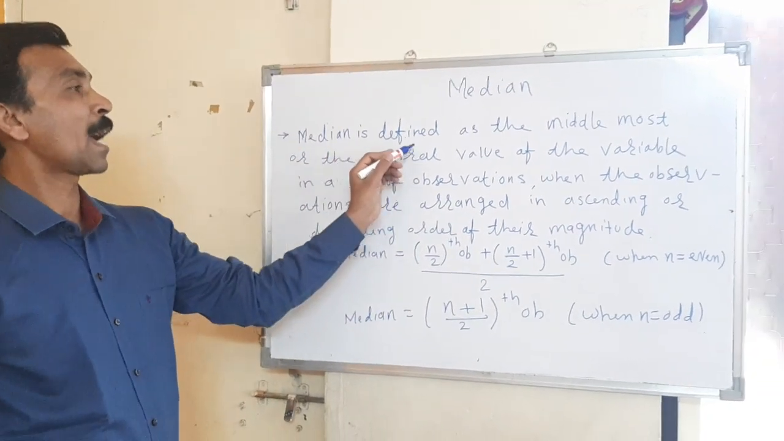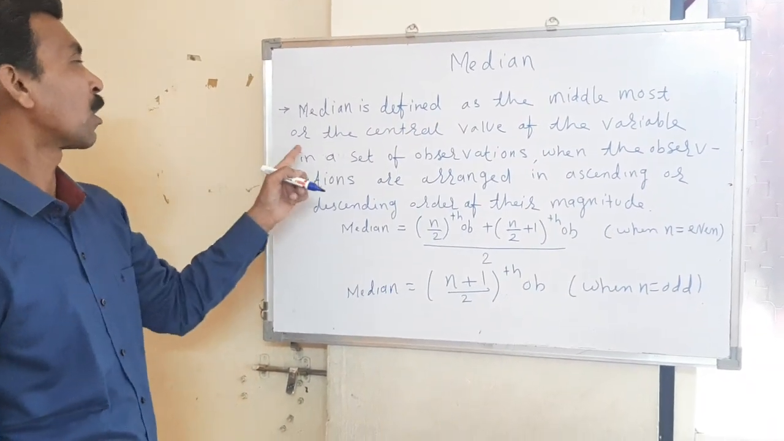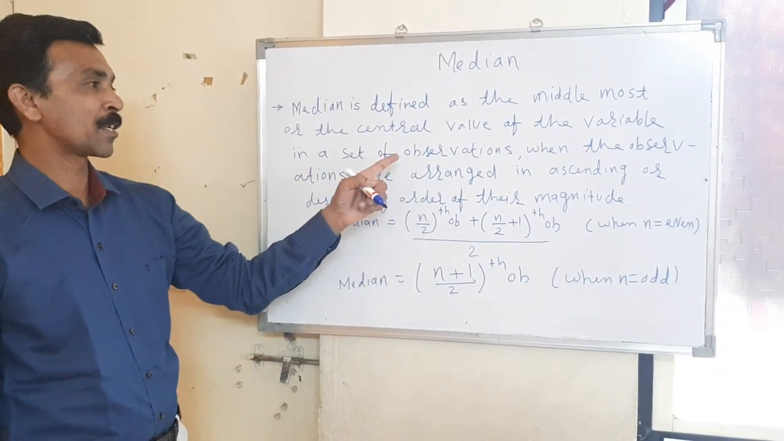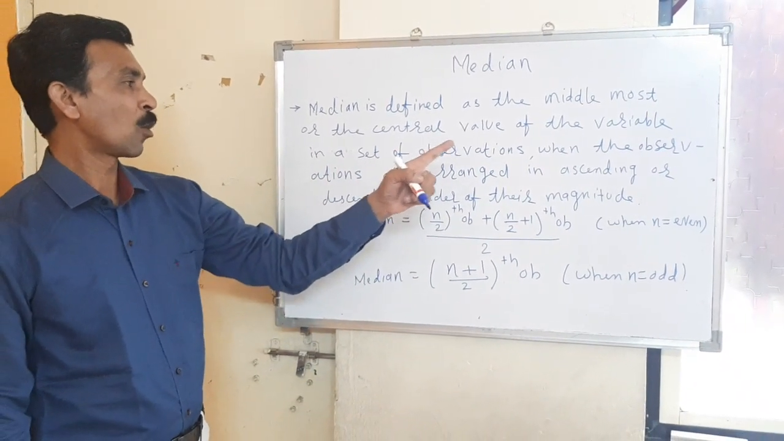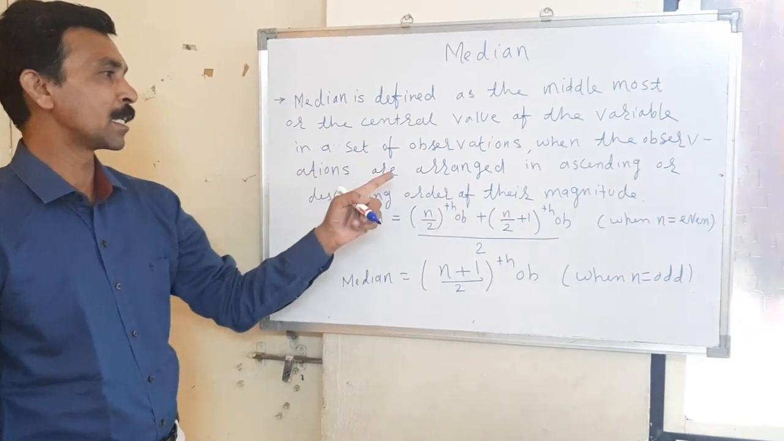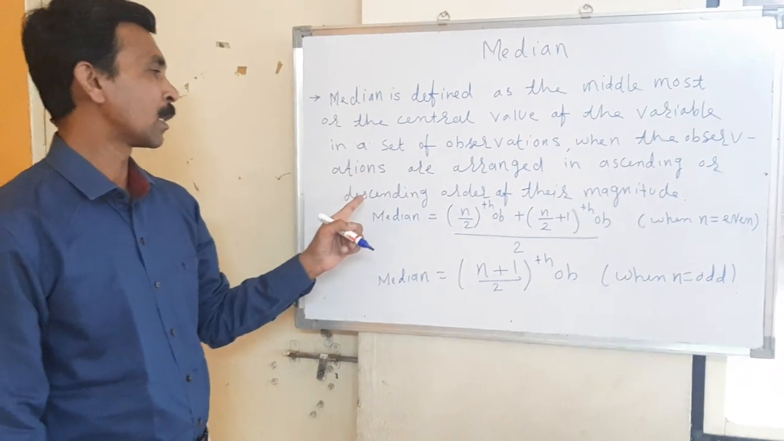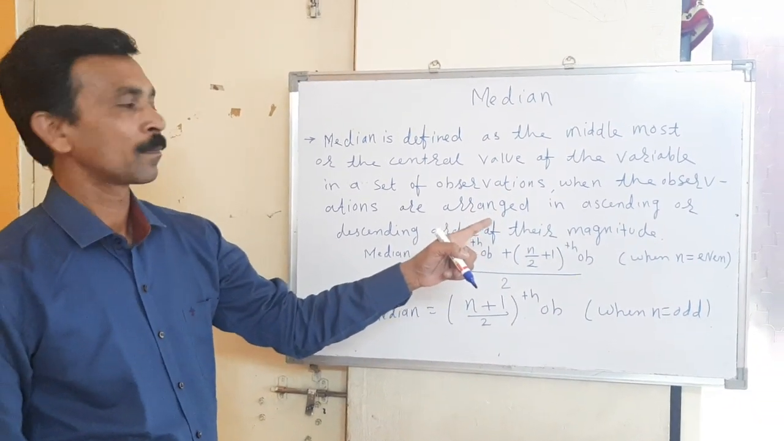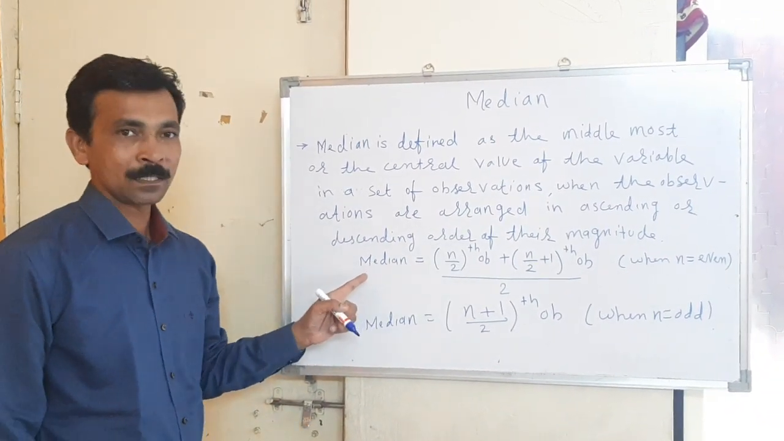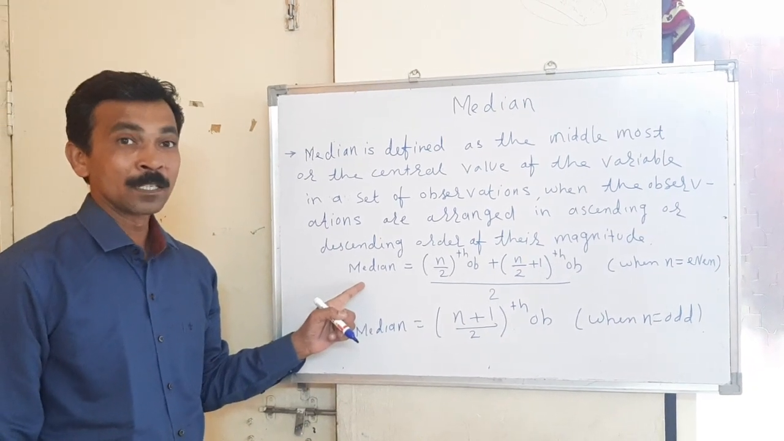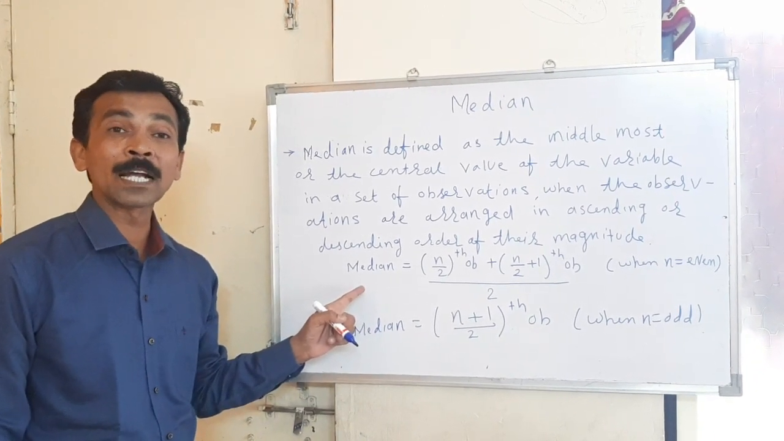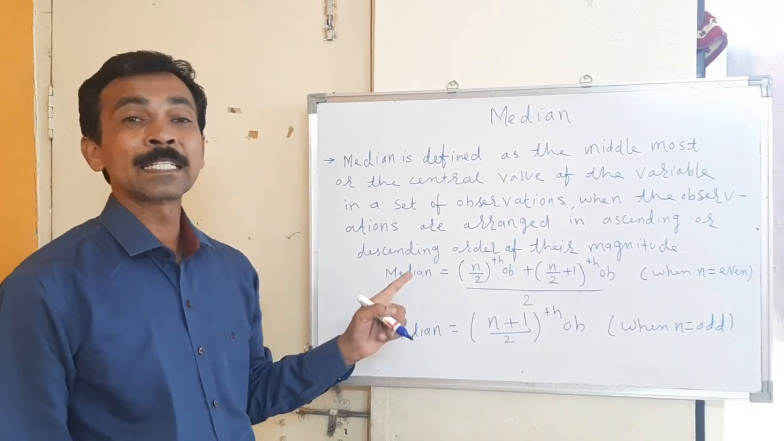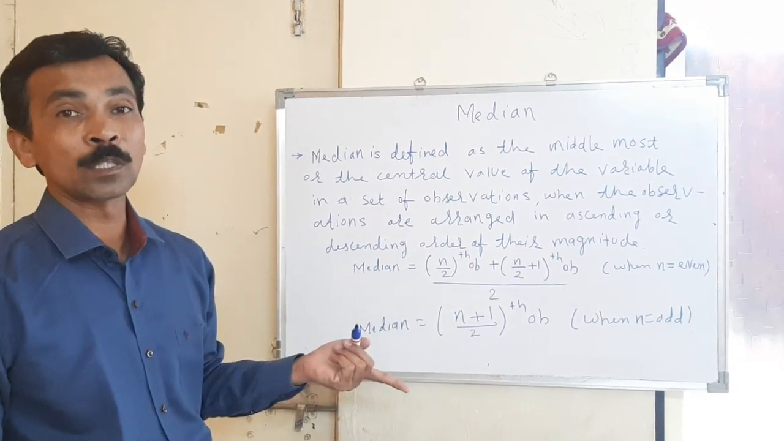Median is defined as the middlemost or the central value of the variable in a set of observations when the observations are arranged in ascending or descending order of their magnitude. We have seen how to find median when the number of observations is even. Even means 2, 4, 6, 8 and so on.